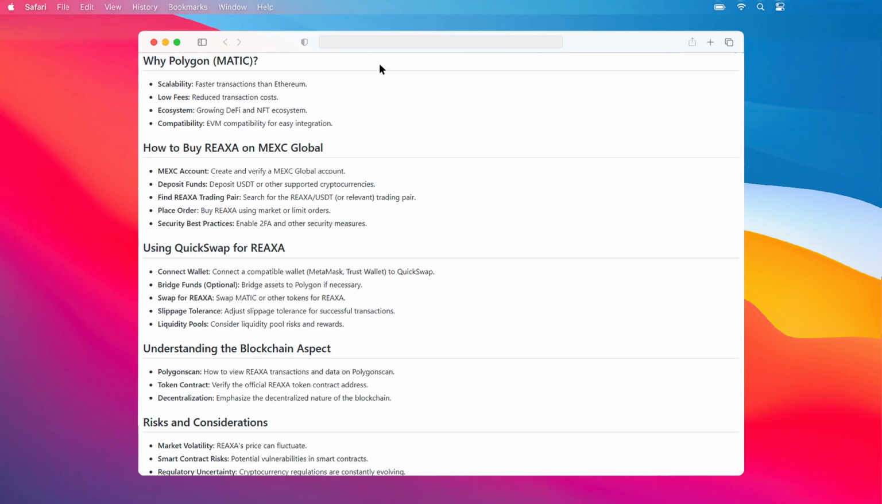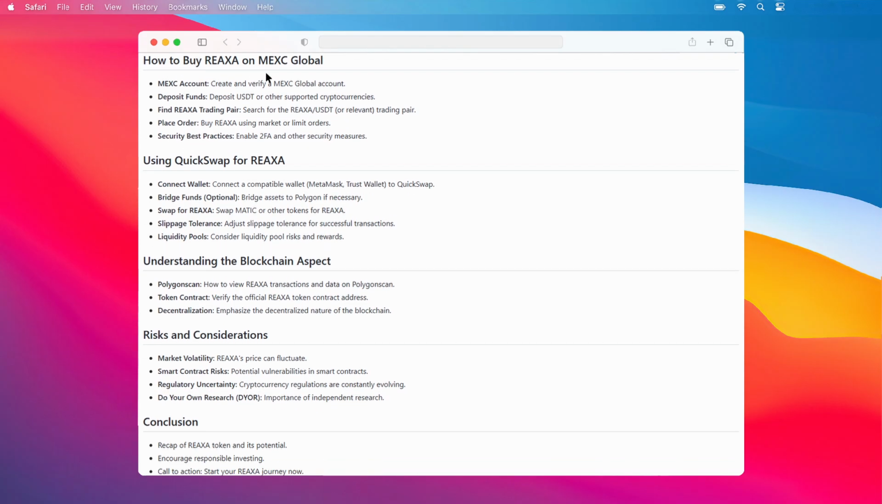To buy Reaxa on MEXC Global, you'll need to create and verify a MEXC Global account, then deposit USDT or other supported cryptocurrencies. Search for the Reaxa/USDT trading pair, or the relevant one, and place an order using market or limit orders. Remember to enable 2FA and other security measures for best security practices.